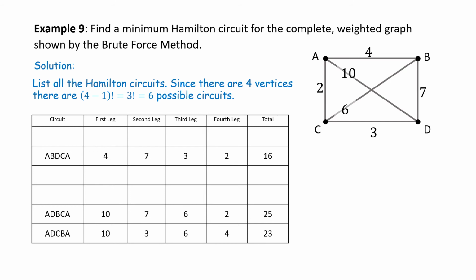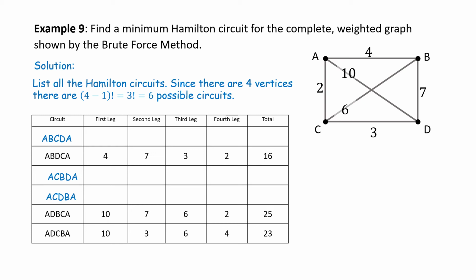The first circuit I'd like for us to consider is A, B, C, D back to A. The table gives A, B, D, C, A. Now we'll do A, C, B, D, A. And we'll also do A, C, D, B, A. The table gives the values for A, D, B, C, A and A, D, C, B, A.